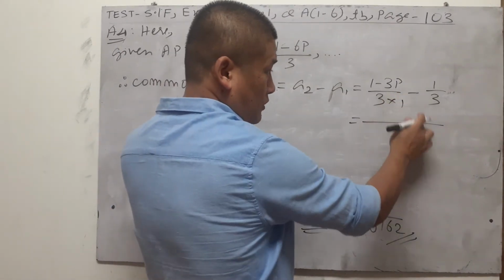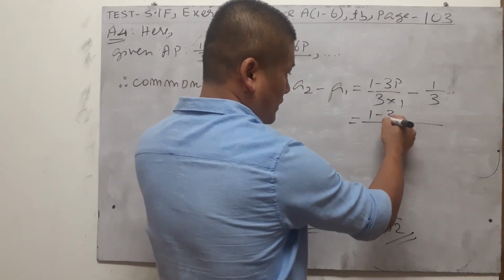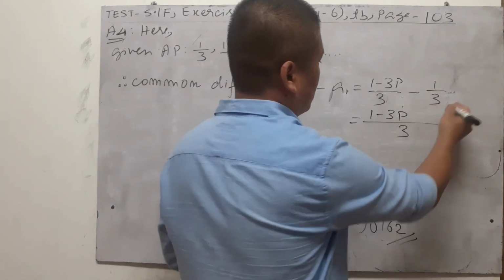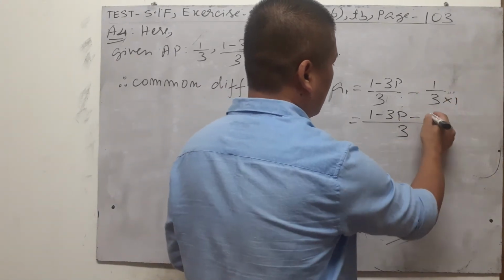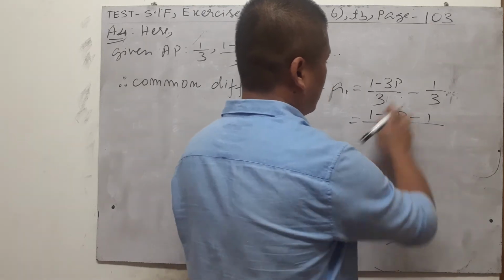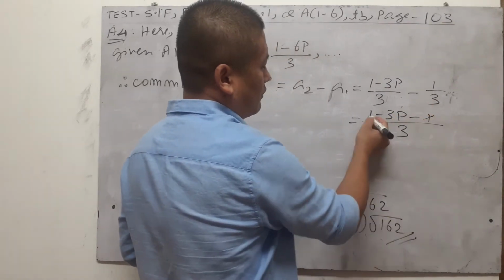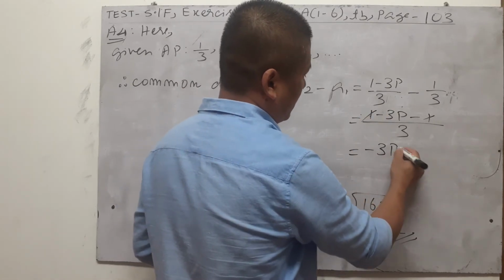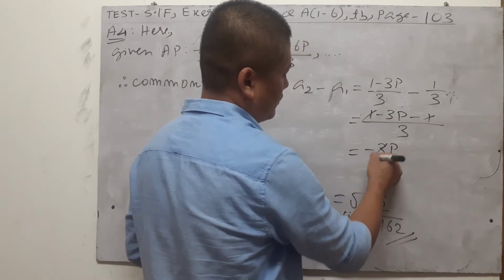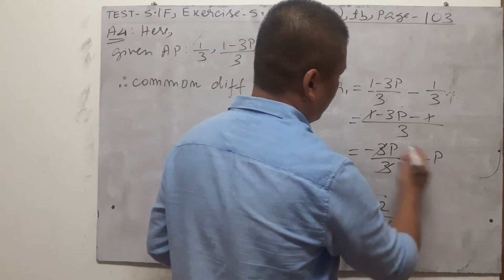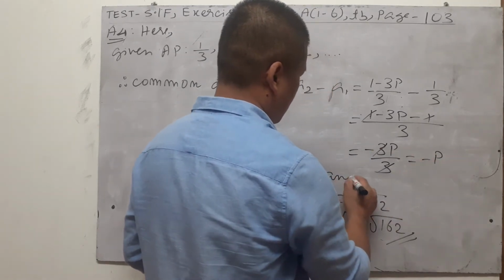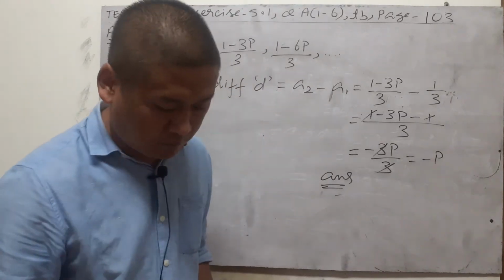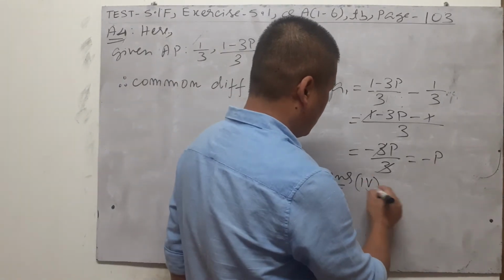3 1s are 3, so 1 will multiply these two, meaning it remains the same, 1 minus 3p. As I said earlier, this need not be put here. 3 ones are 3 again, 1 ones are 1, and there's a minus, so I put it in front. Minus 1 and no sign in front means plus 1, 0. So we're left with minus 3p by 3. 3 and 3 cancel, so you're left with minus p. So the answer for the common difference is minus p, and the answer choice that matches is the fourth one, minus p.